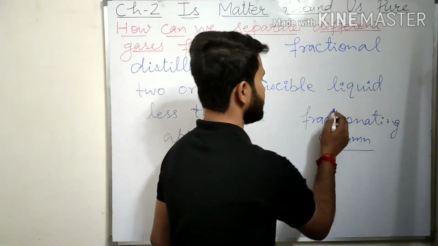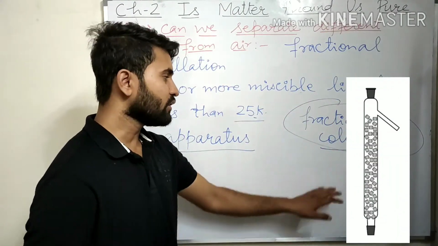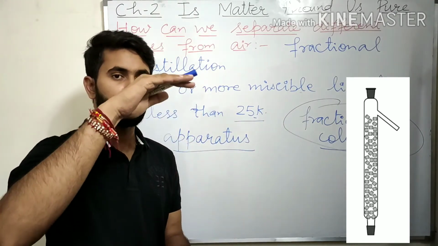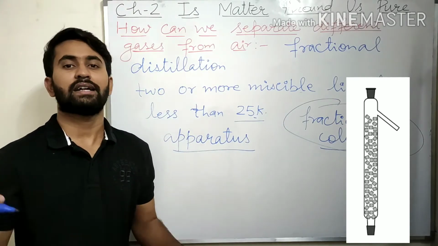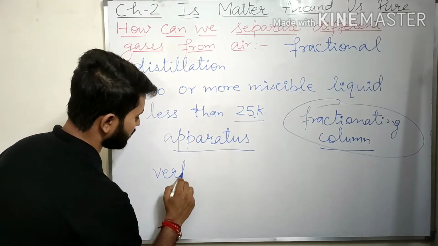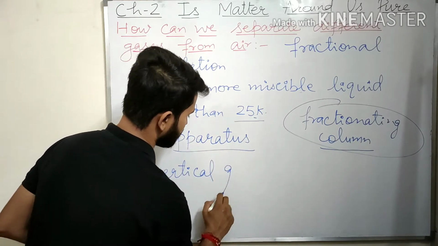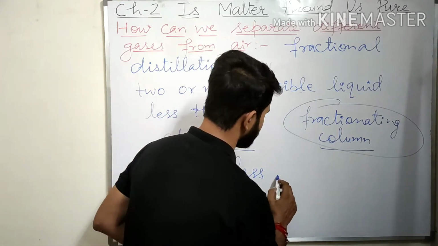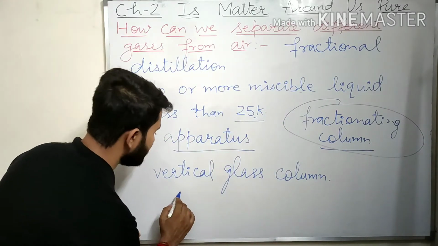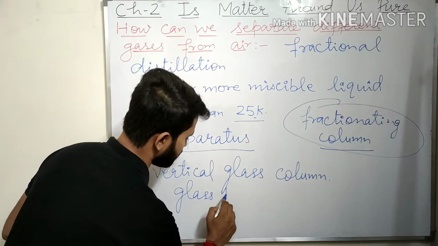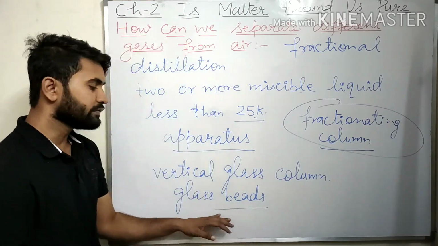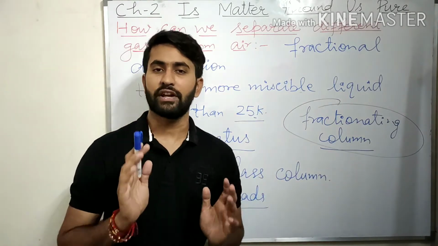What is this fractionating column? A fractionating column is a long vertical glass tube that is having glass beads inside it. So what is the use of these glass beads inside the fractionating column?